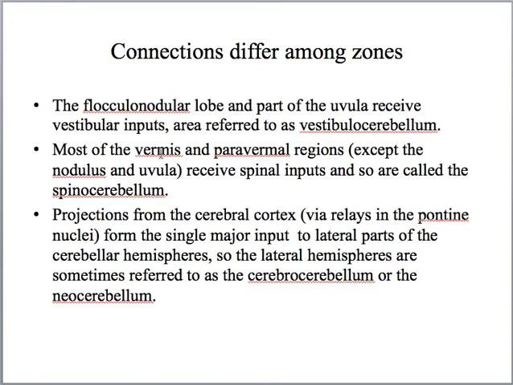And the vermis, okay, don't worry about this. The vermis receives spinal input, and so that's called the spinocerebellum. Your cerebral cortex, via these pontine nuclei in the pons, form the single major input to the lateral aspects of the cerebellum. And that lateral aspect of the cerebellum is sometimes referred to as your cerebrocerebellum. It's also called neocerebellum.